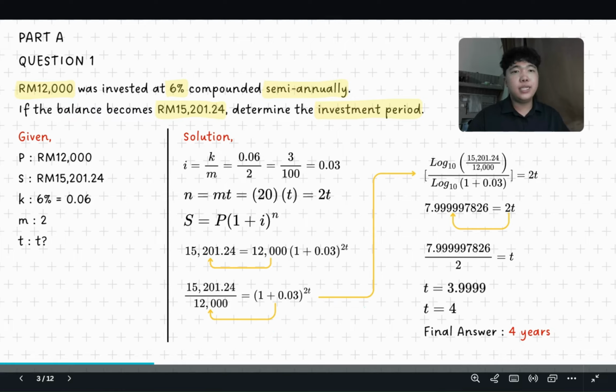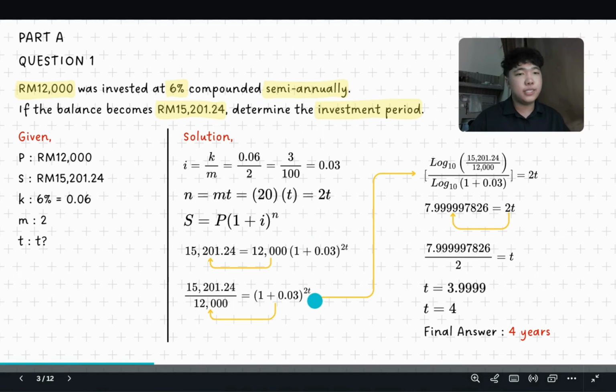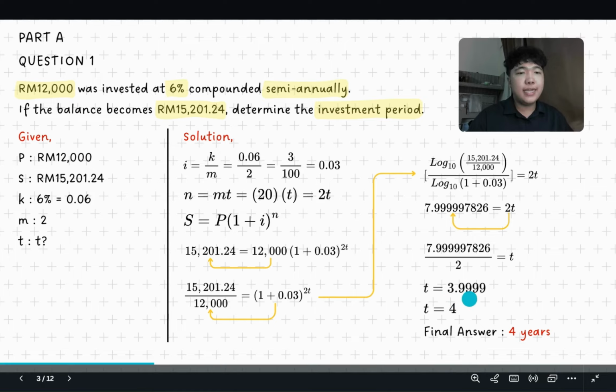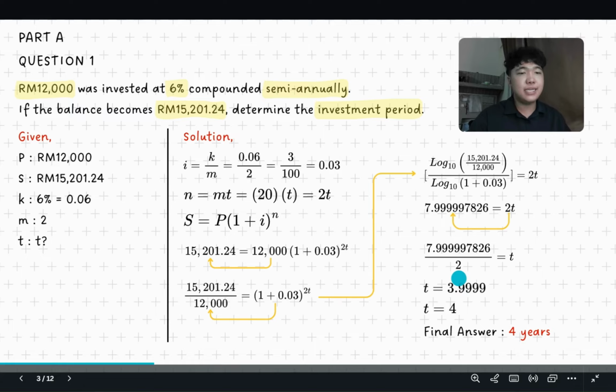And then after that, we need to use the log formula. So we substitute all the information given into the log formula. After we calculate, we will get 7.999997826 equal to 2T. After that, we move the 2 to the left side and get 7.999997826 divided by 2. After we calculate it, we will get 3.9999. After we round it off, we will get 4. So the final answer is 4 years.